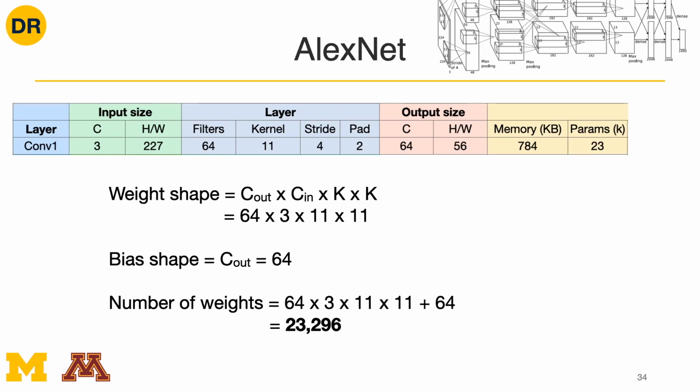So 64 is the number of filters, and each filter has 3 cross 11 cross 11 as its size, because that is what you're using to do the inner product. And of course, we should not forget the bias as well. So you want to add bias, which is the number of filters that you are using. For later discussions, we might ignore the bias because it's quite small in number, less significant as opposed to the weight shape. But you need to consider bias shape when you're computing parameters.